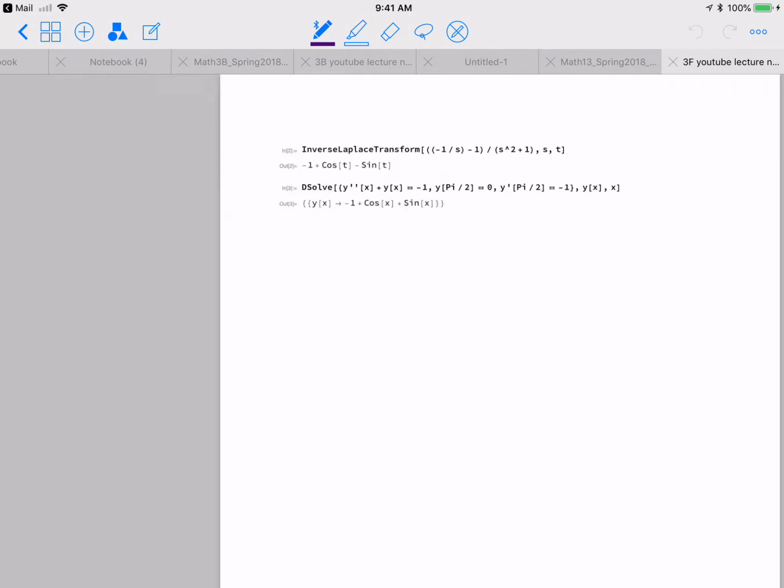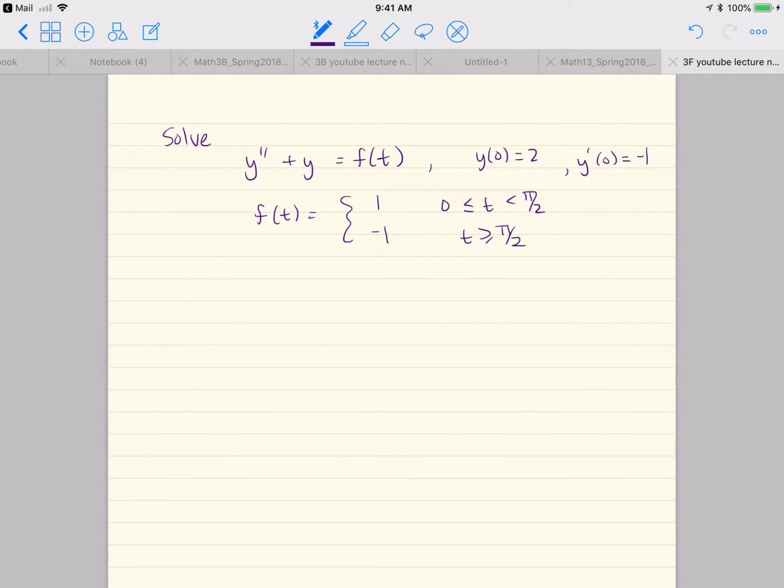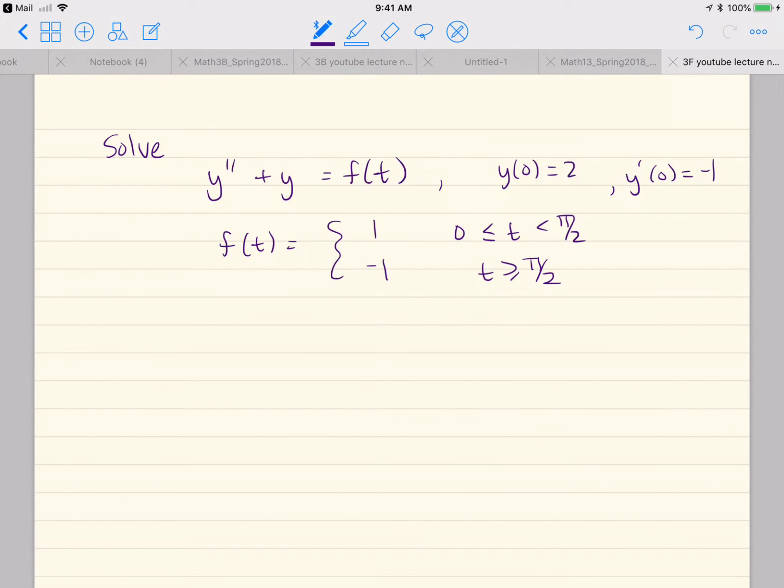Okay. So the second, let me add a page below. So the second method would be the following. We want to still solve our IVP, which is y double prime plus y equals f of t, with y of 0 equals 2 and y prime of 0 equals negative 1. And f of t equal to 1 if 0 is less than or equal to t is less than pi over 2, and negative 1 if t is greater than or equal to pi over 2. Now what we're going to do to solve this IVP, and I think this is a lot faster and a lot easier. So use whichever method you prefer, but this is definitely a good method to use.